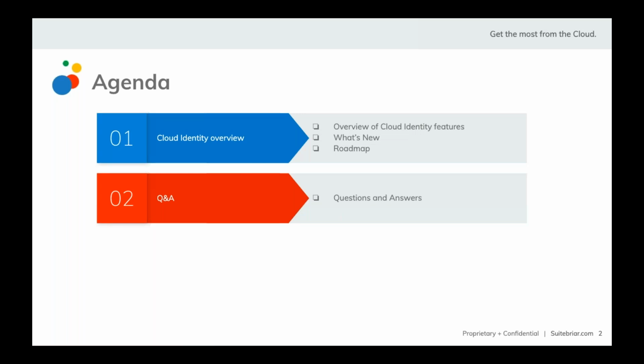So when we look at cloud identity, what we're going to be talking mainly about is, of course, the features. We'll touch a bit about what's new in the product, and of course, what's on the roadmap to understand what the main goal and vision for cloud identity is from Google. Of course, at the end, we will have a question and answers period, and that will be it for the presentation.